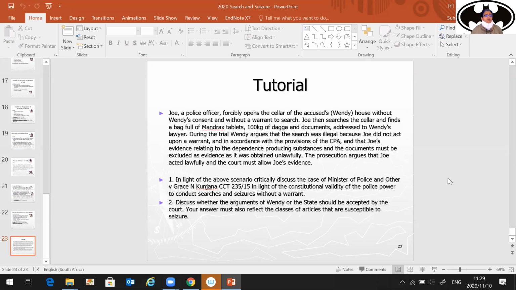Question 1. In light of the above scenario, critically discuss the case of Minister of Police and others versus Kunjana, in light of the constitutional validity of police power to conduct searches and seizures without a warrant. Secondly, discuss whether the arguments of Wendy or the state should be accepted by the court. Your answer must also reflect the classes of articles that are susceptible to seizure. All right, let's talk.